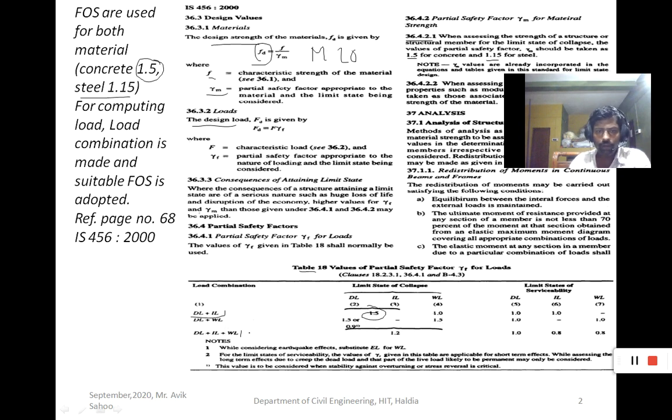If I consider the earthquake load with wind load, then what happens? You are considering more load, so the structure becomes uneconomic. And practically, a severe cyclone and an earthquake will not come at the same time. So that's why you consider either wind load or earthquake load. Now you see that for serviceability the factor is 1. So these are the combinations.